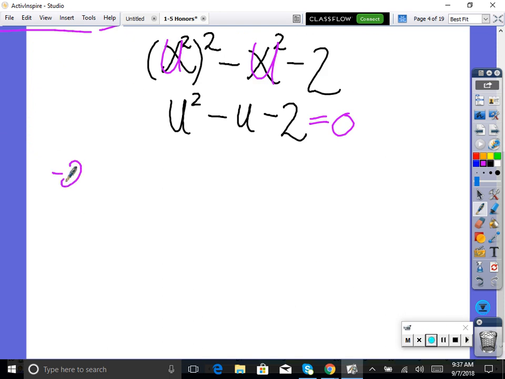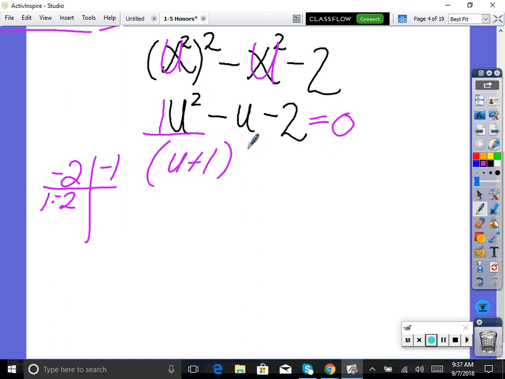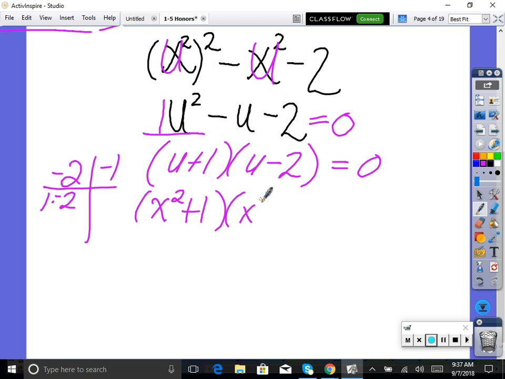So we would do what multiplies to be negative 2 and adds up to be negative 1. 1 times 2, negative 2. We can quick factor. So this factors to be u plus 1, u minus 2. And then we'd say, but we're not actually dealing with u's. It's actually x squared plus 1 times x squared minus 2, correct? And then we can set each of those equal to 0 and solve.